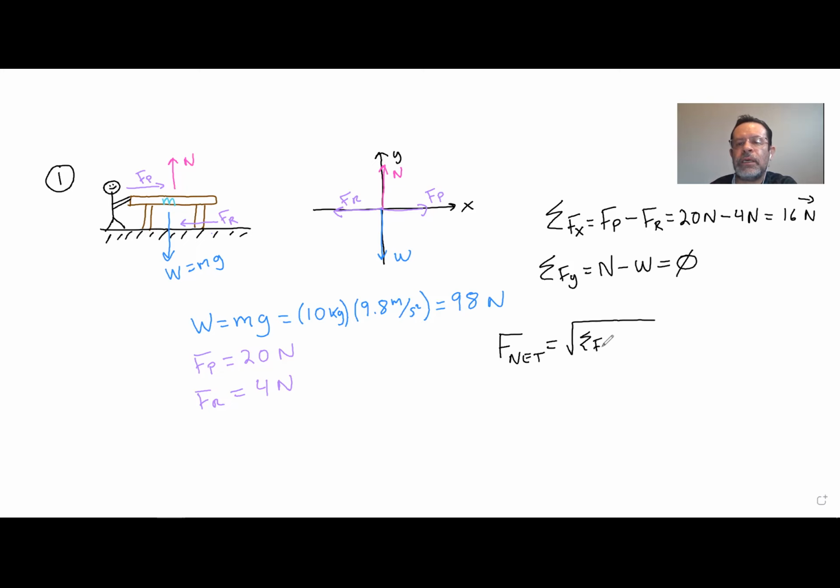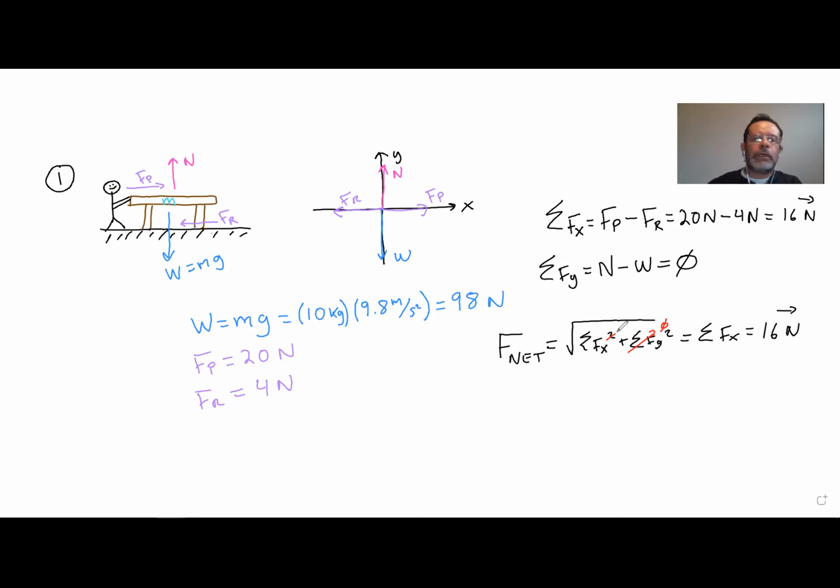forces in X squared and the forces in Y squared. Since the forces in Y are 0, then this is going to be equal to the sum of the forces in X. And so the only force I'm going to have is going to be the 16 newtons going this way, which is congruent with the problem.